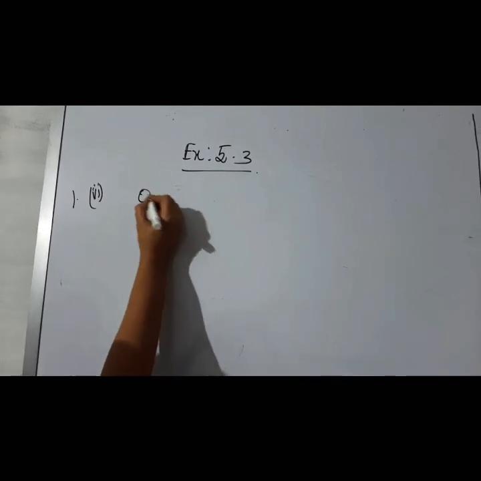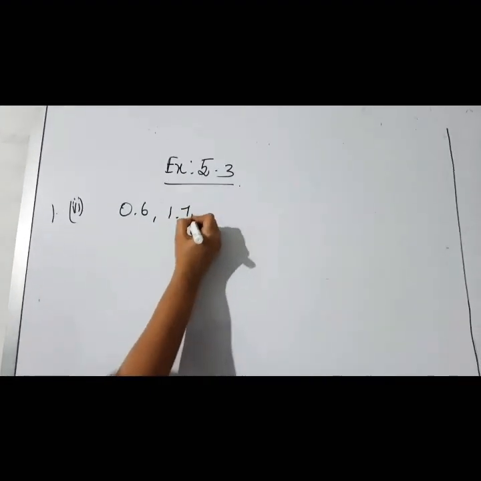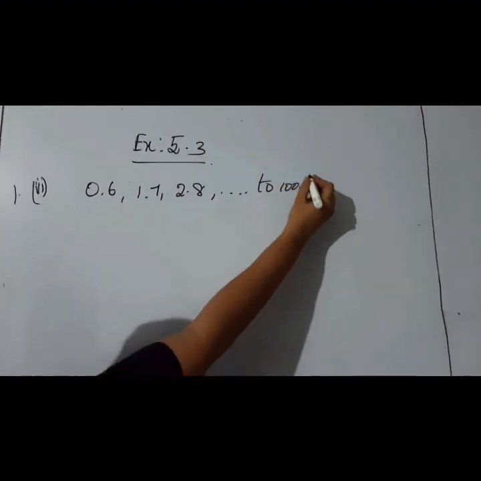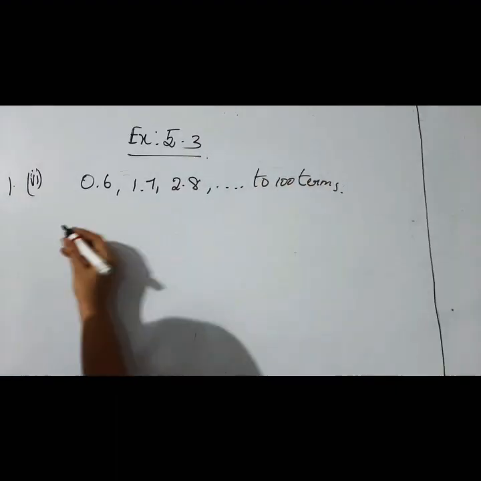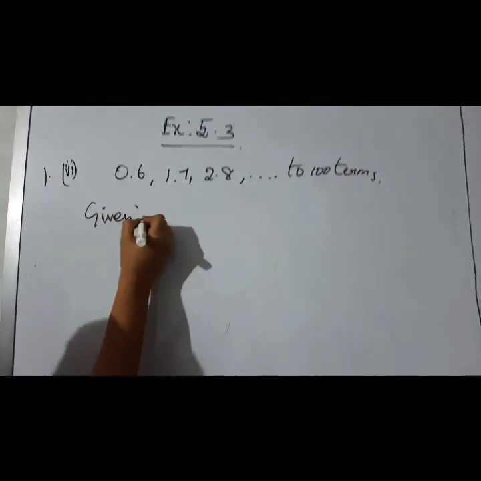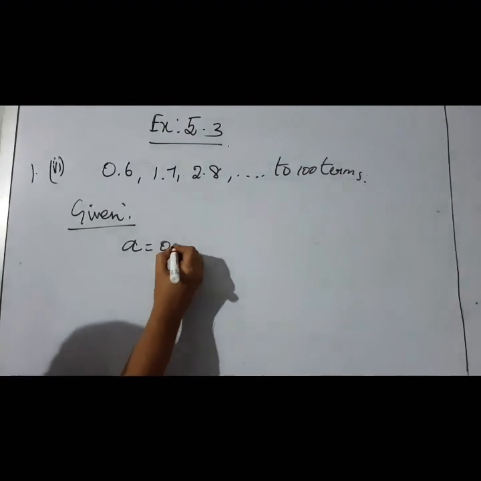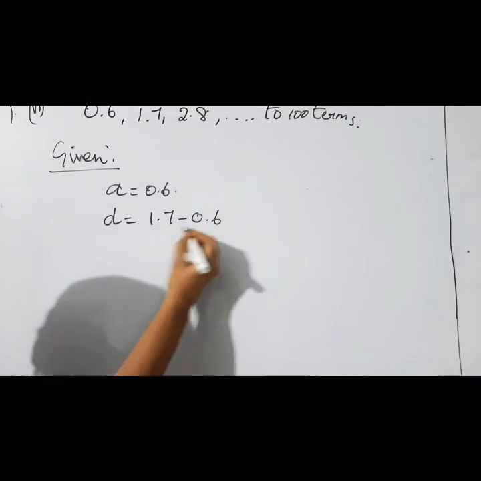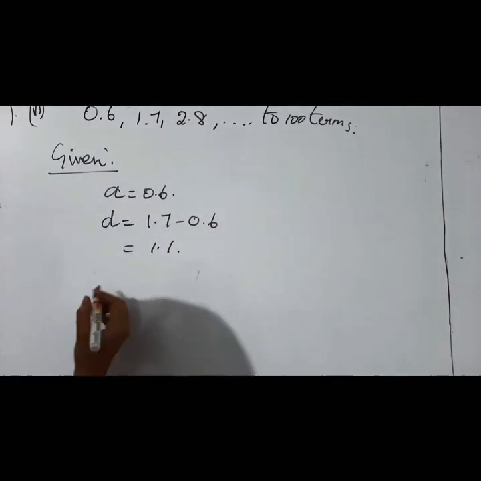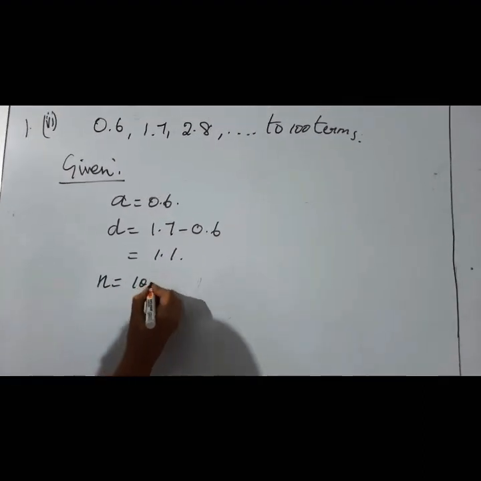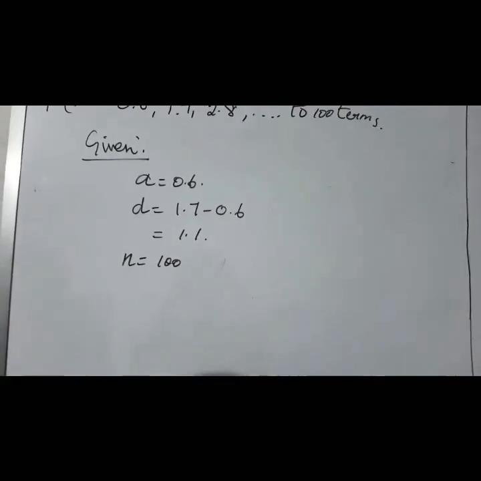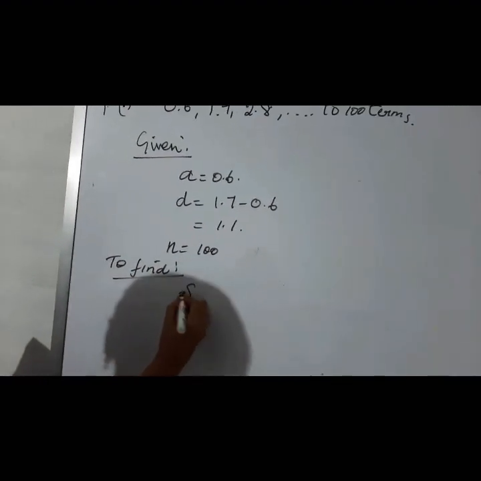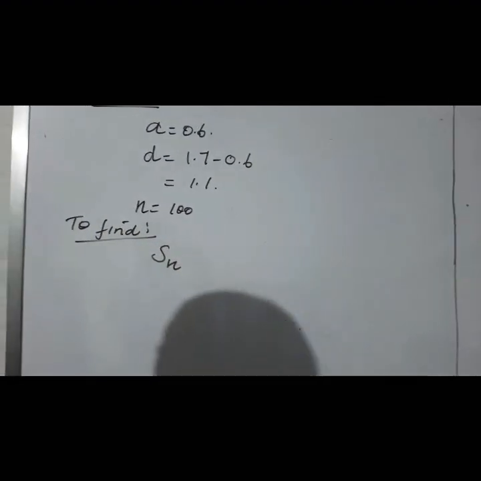An AP is given: 0.6, 1.7, 2.8, etc., 100 terms. What did you understand from this? We get the value of a as 0.6. d also we can find by subtracting 0.6 from 1.7, that is 1.1. And n here is given as 100. We need to find the sum for 100 terms. So what do we want to find out? We need to find Sn.